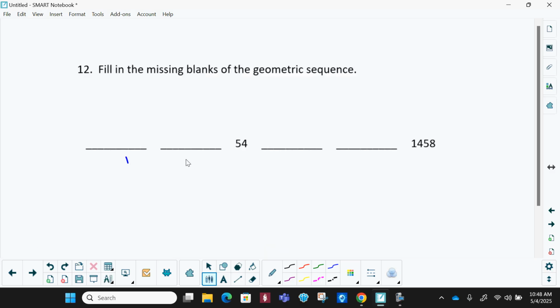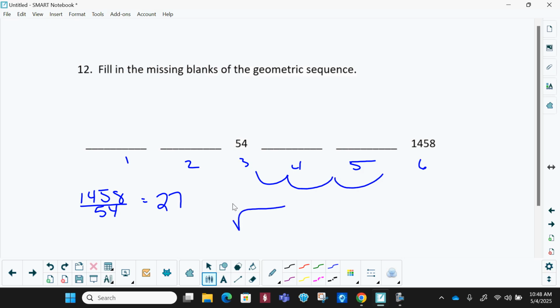Geometric. So 1, 2, 3, 4, 5, 6. I need to find R. So 1458 divided by 54 is 27. How many jumps? 1, 2, 3. So cube root of 27 is 3. So all we're going to do here is multiply by 3. So 54 times 3 is 162, times 3 is 486, times 3, make sure it gets us there, to 1458.